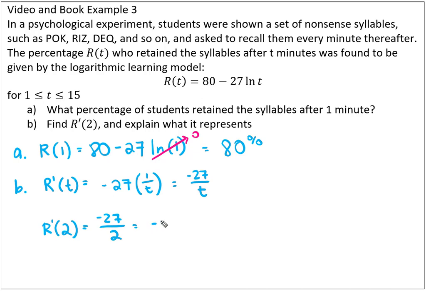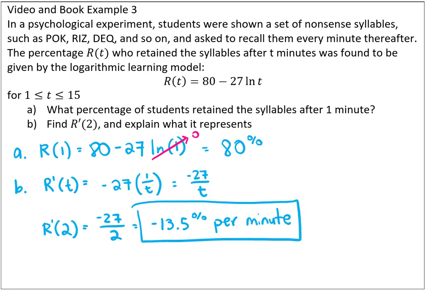That gives us negative 13.5. And what is this? Well, it means that the change in percentage per minute will be negative 13.5. So this is going to go down 13.5% per minute. And the rate of change at 2 minutes in is that each minute there'll be 13.5% less students who remember the syllables.